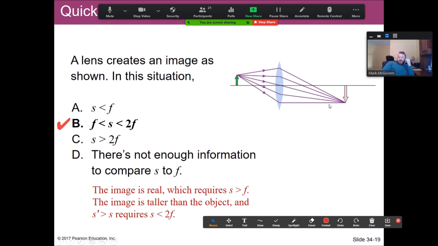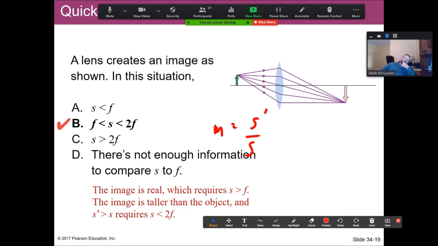Well, we're taller. We're taller than it, right? And so if we're taller, think about what magnification is, right? Magnification is S prime over S. So if S prime is bigger than S, and we have a bigger, taller image, then we're actually within twice the focal length.